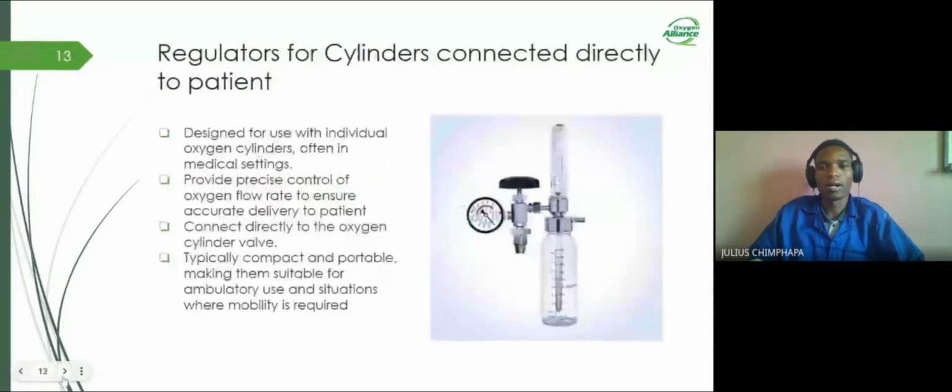And moving forward, we can categorize these regulators into two: those that are used on cylinders that are connected directly to the patient, and those for the cylinders that have to be used for pipeline gas systems. For the cylinders that are used directly on the patient, their regulators mainly are used for a single oxygen gas cylinder, and these provide precise control of oxygen flow rate to ensure accurate delivery to the patient. As you can see from the picture, this one has a humidifier bottle. We all know what the humidifier bottle is used for, and these can even be found on oxygen concentrators. There is also a flow meter on top, which is used to regulate the flow of gas that you want to provide to the patient.